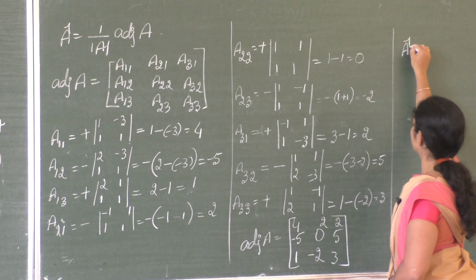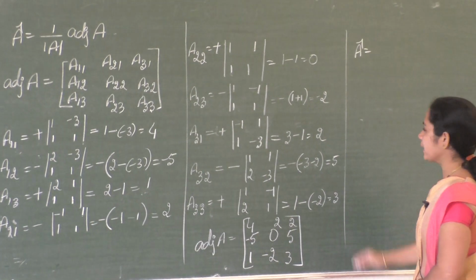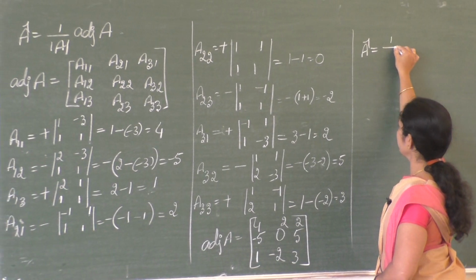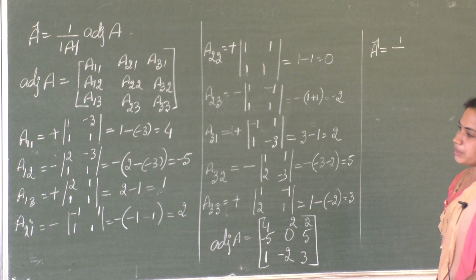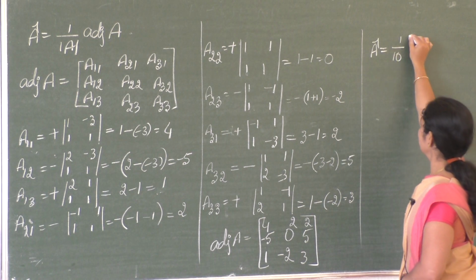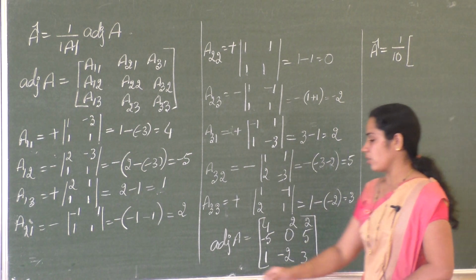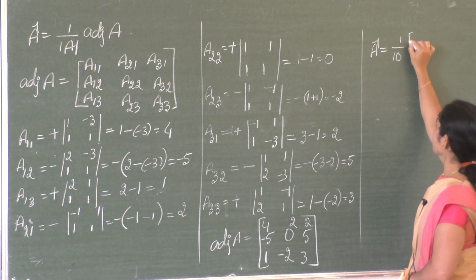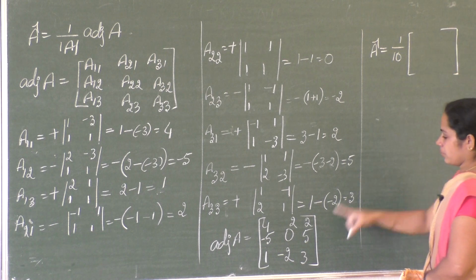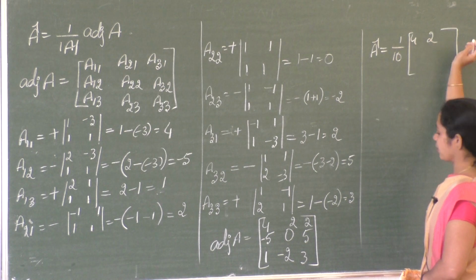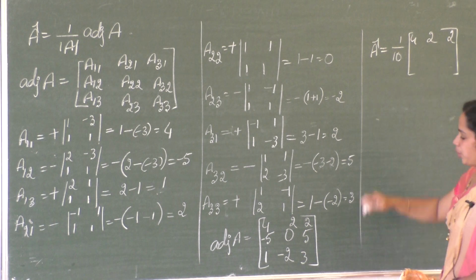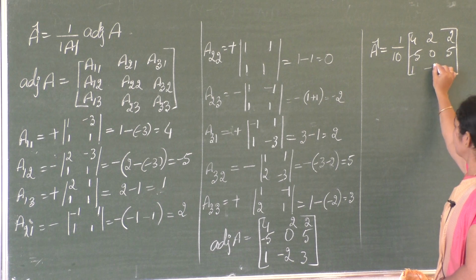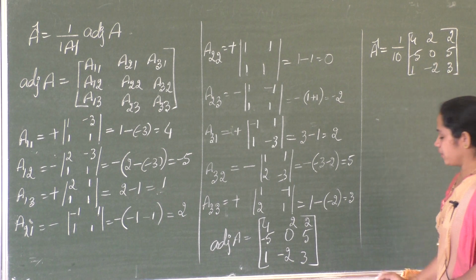Now we need A inverse. What is A inverse? A inverse is equal to 1 by determinant of A. Determinant of A value is 10, into adjoint of A. Same matrix right here: 4, 2, 2, minus 5, 0, 5, 1, minus 2, 3.